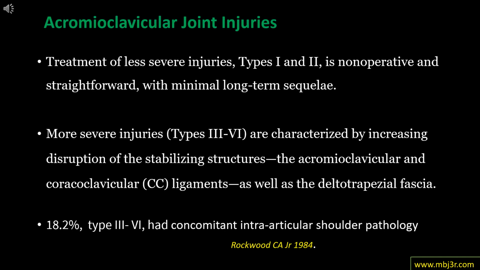Treatment of the less severe injuries, type 1 and type 2, is non-operative and straightforward with minimal long-term sequelae. More severe injuries, type 3 to type 6, are characterized by increasing disruption of the stabilizing structures, that is the acromioclavicular and coracoclavicular ligaments as well as the deltopectoral fascia. 18.2% of type 3 to type 6 injuries had a concomitant intra-articular shoulder pathology, and you have to do an MRI scan in such cases to rule out intra-articular pathology, and treat depending upon the findings.